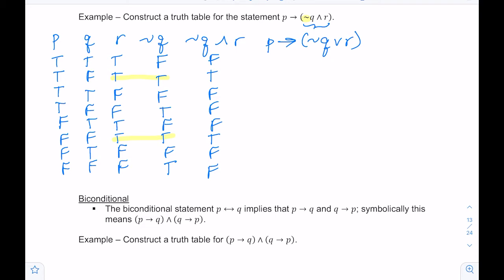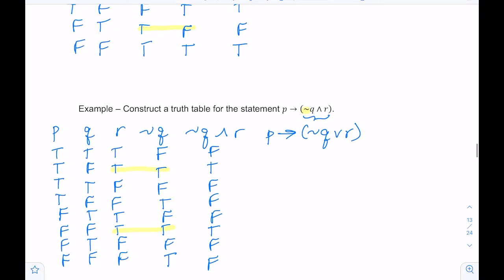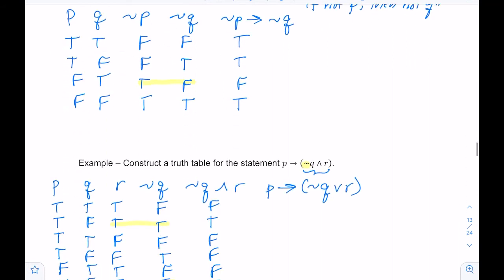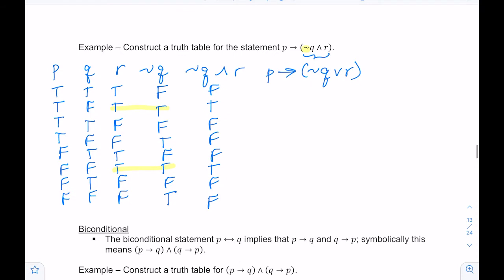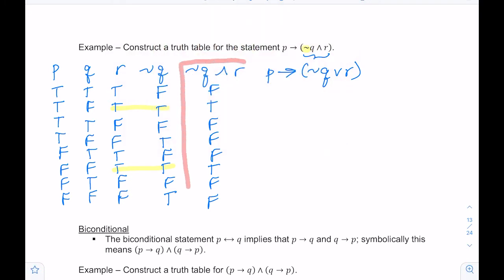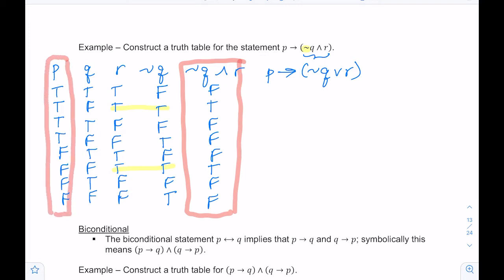Now for if then, remember if we go back and look at our note, it's true in every case except when P is true and Q is false. So we're looking at the P column when it's true, and then we're going to focus on this column. If we have true in the P column and false in the not Q and R column, it's going to be false. So here I have a true and a false, so that's a false.